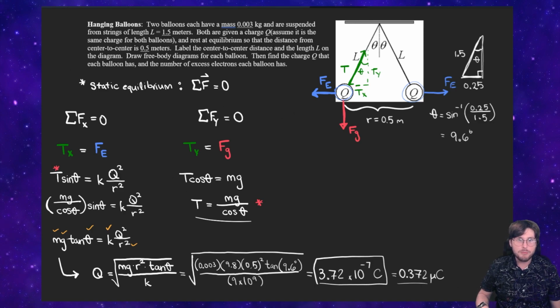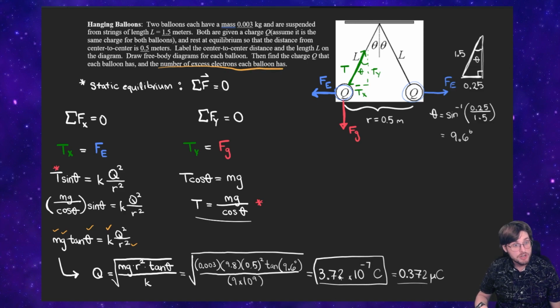The last thing is a bit of a silly step, but we'll still do it, and it's to find the number of excess electrons that each balloon has. Now, keep in mind that this number right here that we got, the charge, is quite small. You're going to find that, conversely, the number of excess electrons on each balloon is quite large.